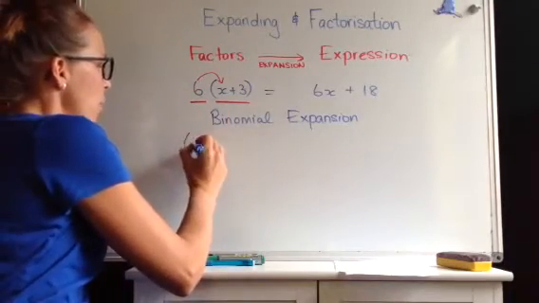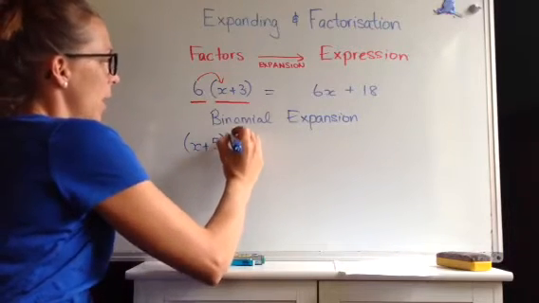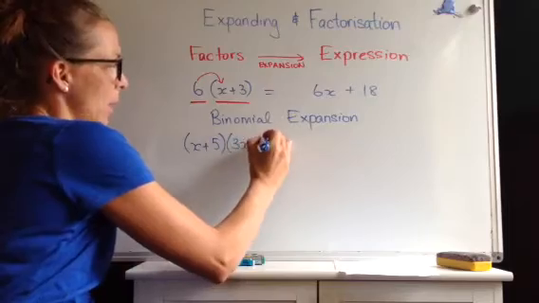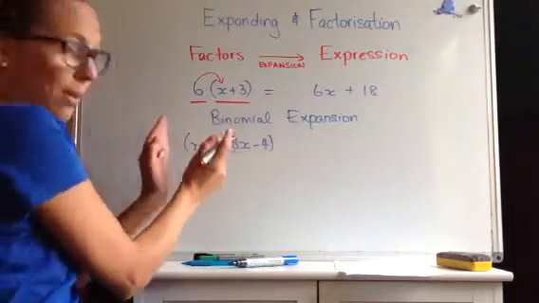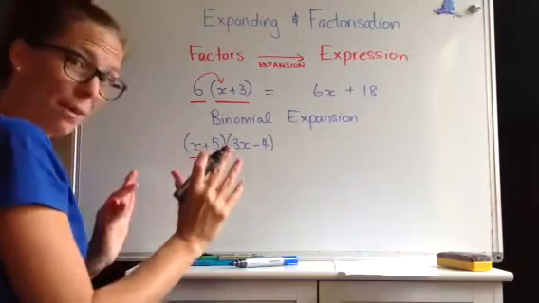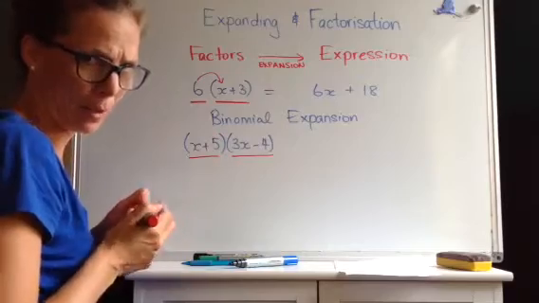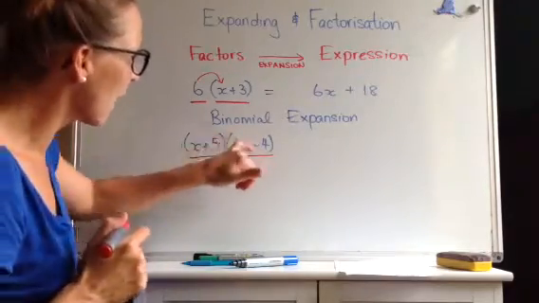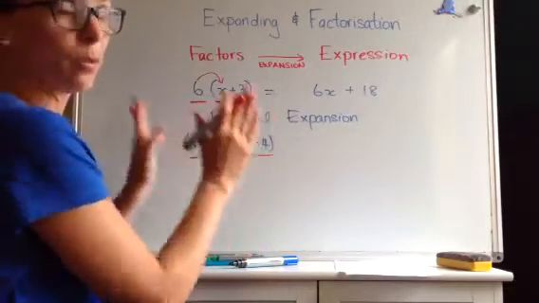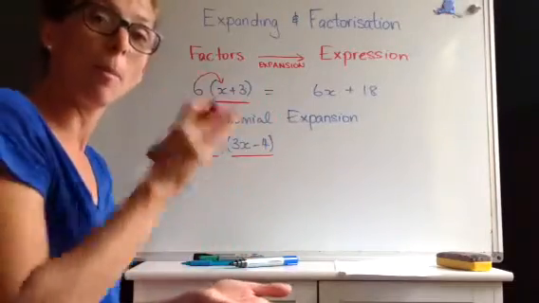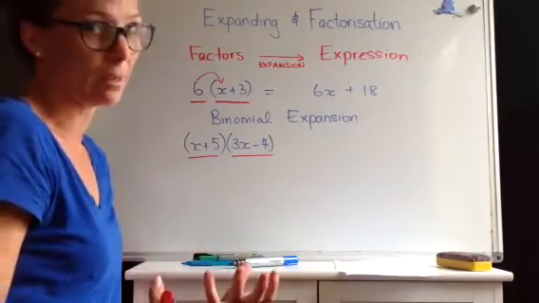So for example, (x + 5) times (3x - 4). And again, we've got two factors. Everything inside of that bracket is one factor. Everything inside of the other bracket is another factor. Okay, even though the inside of the bracket is an expression, we've actually got two things multiplying. So again, if you hear multiplying, you're thinking multiples, which means you're thinking factors.